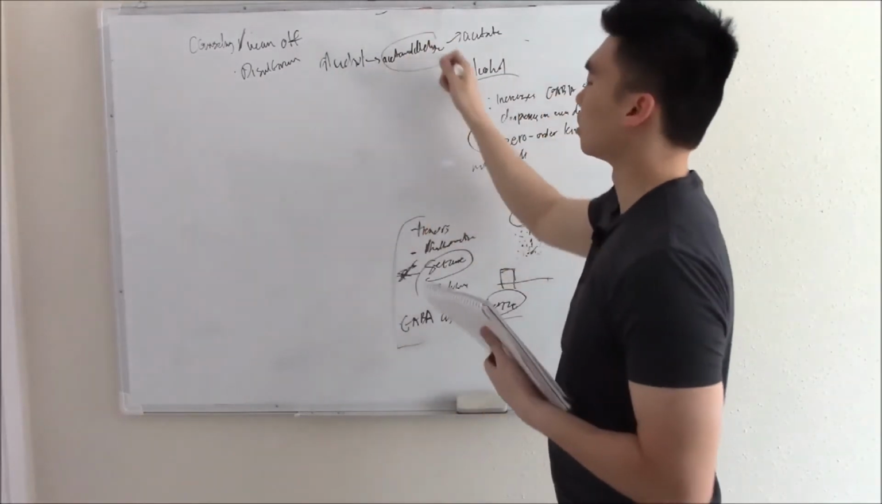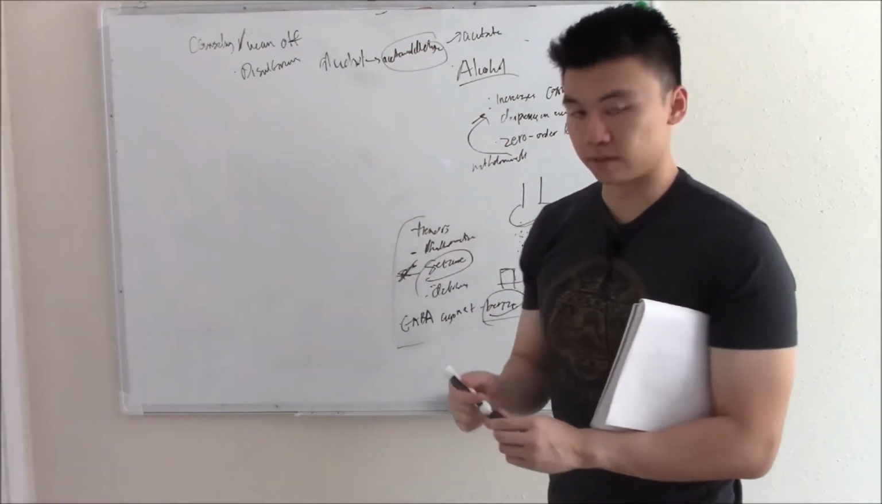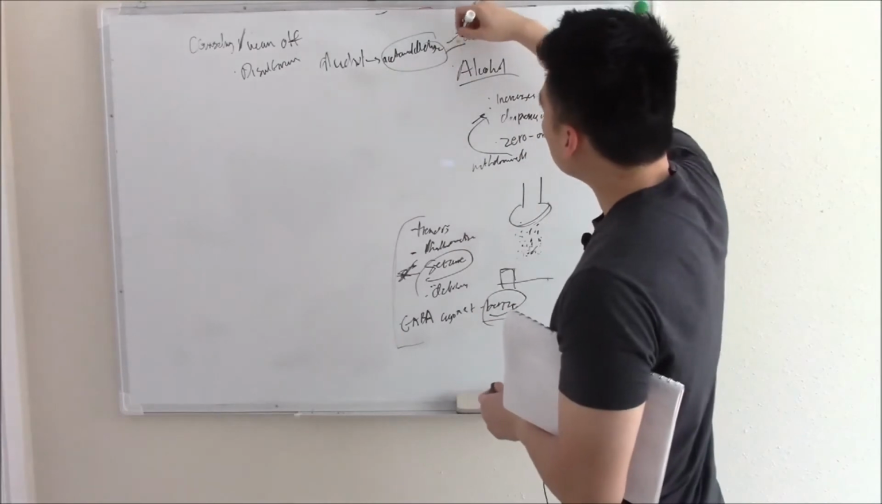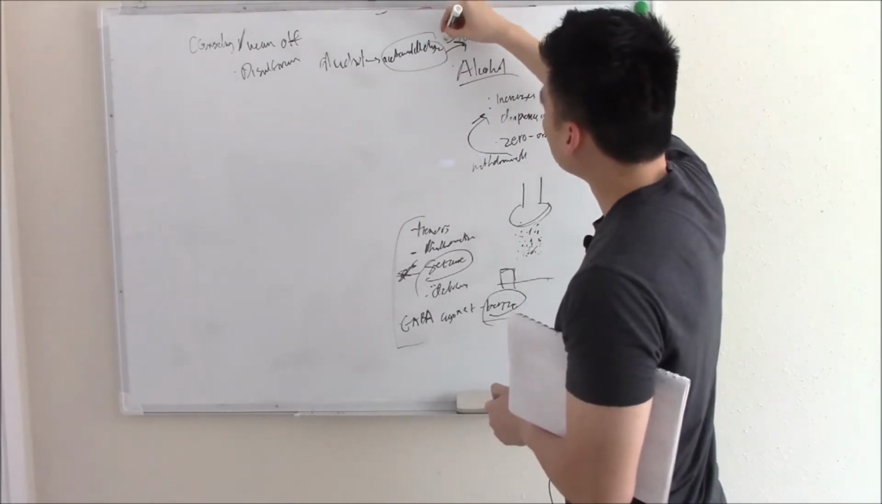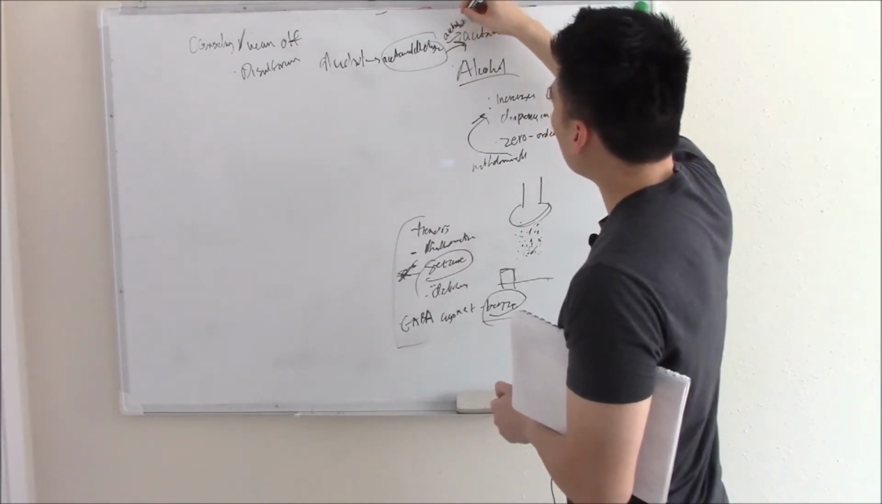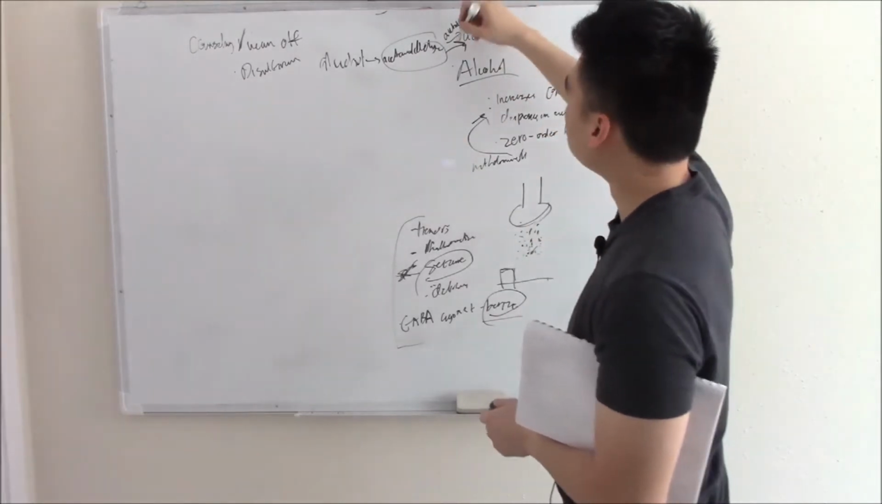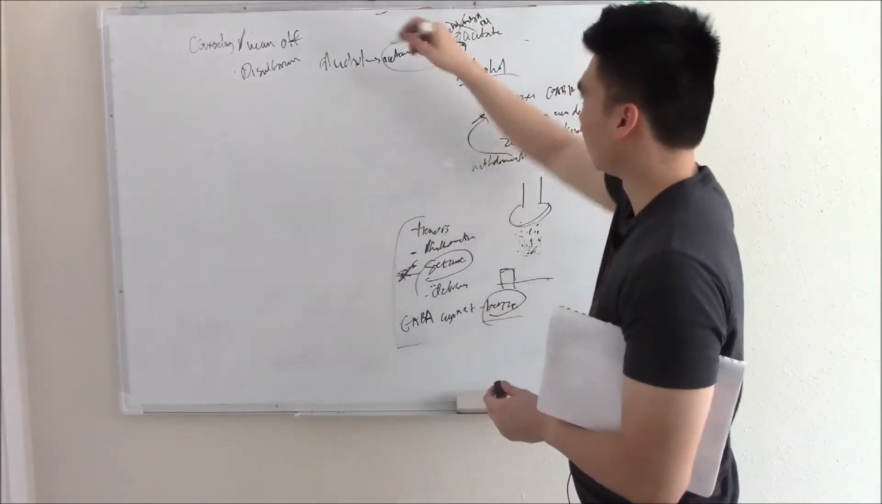Now, acetaldehyde is incredibly toxic. It's what causes us to have those hangover symptoms, causes us to be very sick. Now, this gets turned into acetate by acetaldehyde dehydrogenase. Disulfiram blocks this. Why the heck would we block this and build up these toxins?